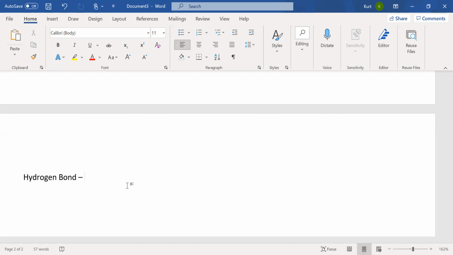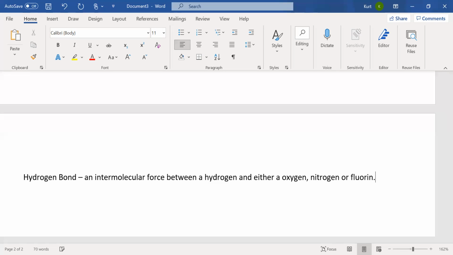A hydrogen bond is an intermolecular force between a hydrogen and either a, anybody remember the three other elements that could be on the other side of the bond? What's one? You could have either an oxygen, hold on, there's one typo, oxygen, nitrogen, or fluorine. Very good. They are found in water molecules and DNA.